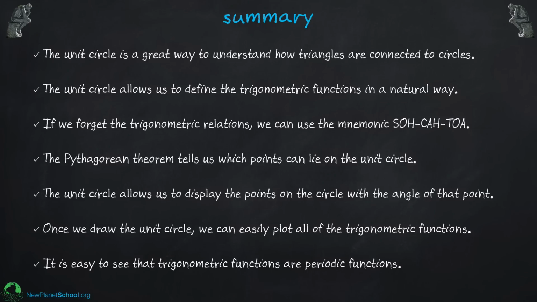So in summary, the unit circle is a great way to understand how triangles are connected to circles. It's a great way to motivate the sine and cosine functions. And so we've used it here to actually define the trigonometric functions. And it comes about in a very natural way, an easy way to understand, an easy way to remember. Now, if you forget the trigonometric relationships, you can use the mnemonic SOHCAHTOA. Sine is opposite over hypotenuse, cosine is adjacent over hypotenuse, and tangent is opposite over adjacent.